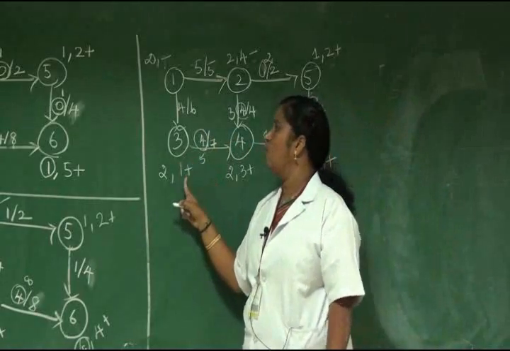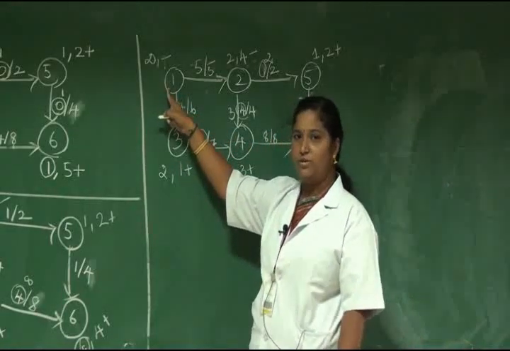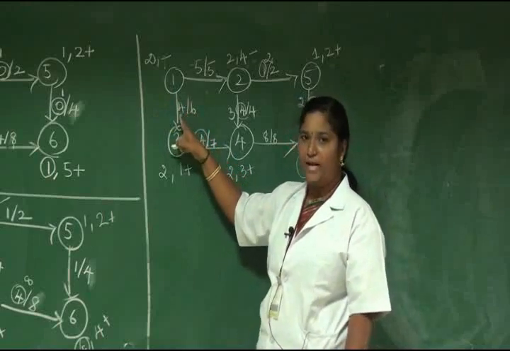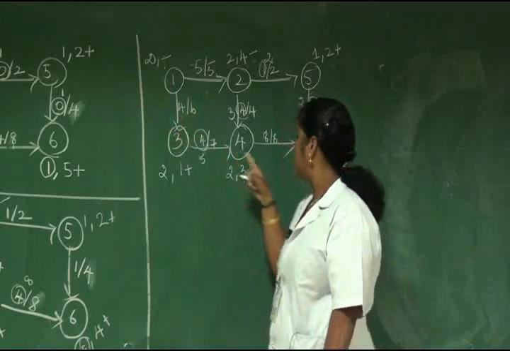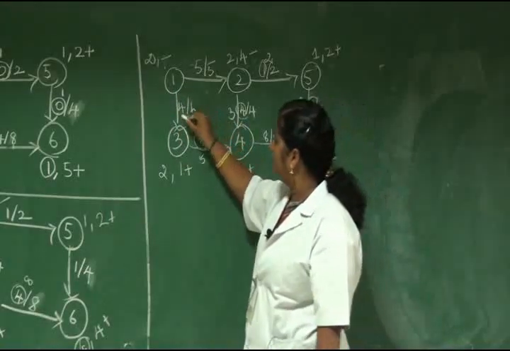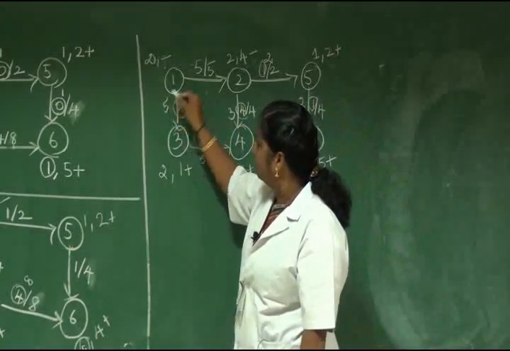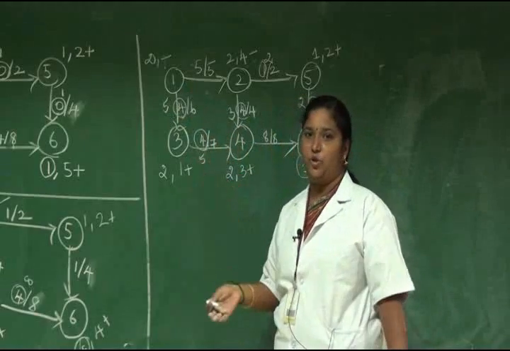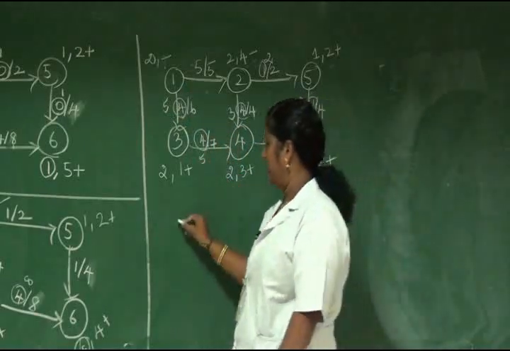The second label of vertex 3 is 1 plus, so you have to go to this vertex through this path. Here the edge's flow value is 4, so this 4 has to be increased by this 1, so this 4 becomes 5 now, 4 plus 1 becomes 5. You have reached your source vertex, so you have to stop. Now redraw the graph again.